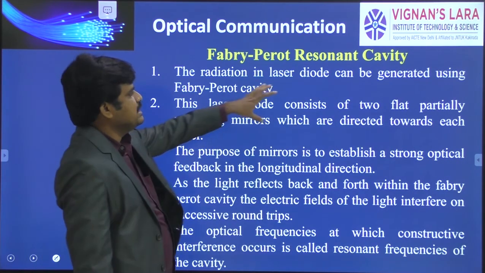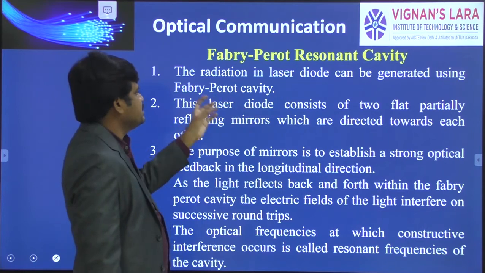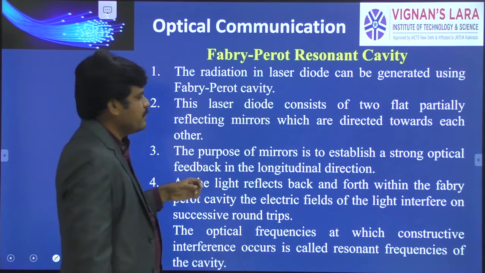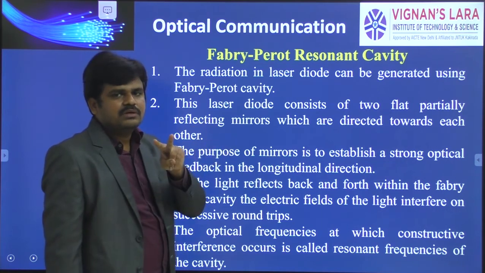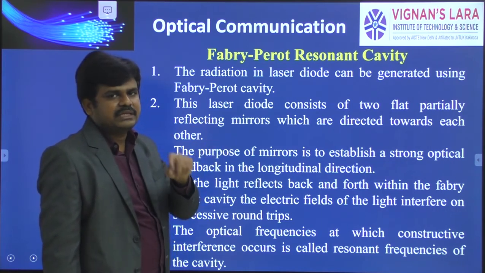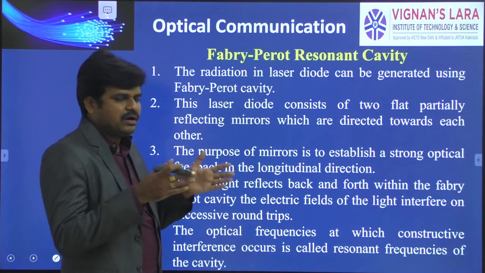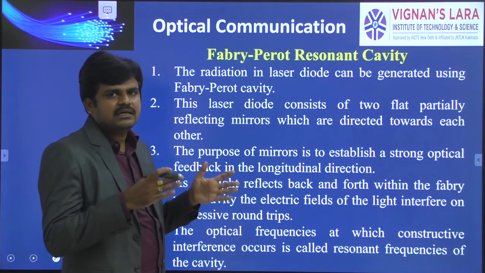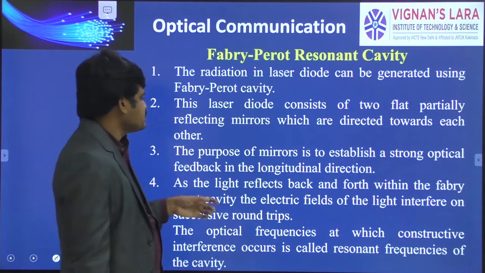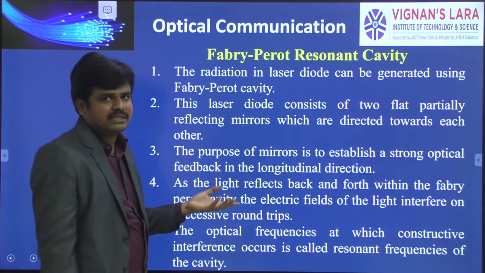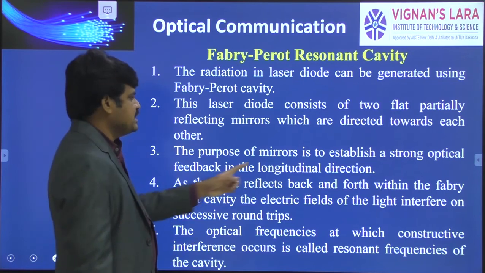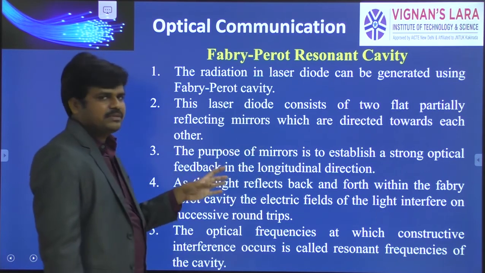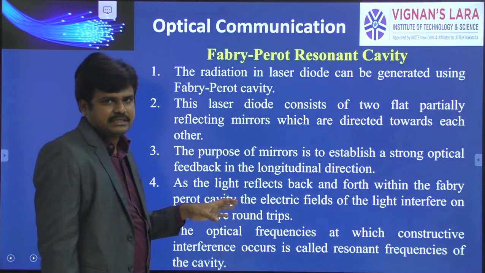The radiation in a laser diode can be generated using a Fabry-Perot cavity. This laser diode consists of two reflective mirrors placed on opposite sides in the diode. What is the purpose of these mirrors? Inserting two mirrors in the diode establishes a strong optical feedback in the longitudinal direction.